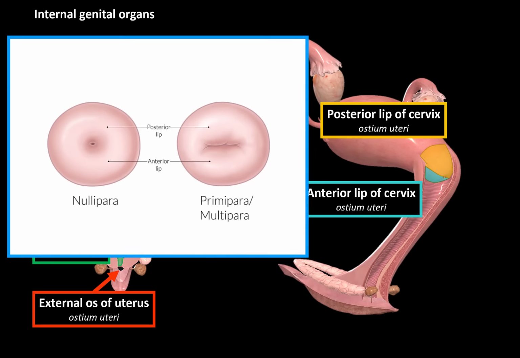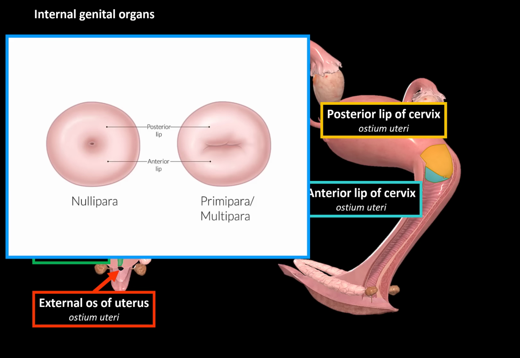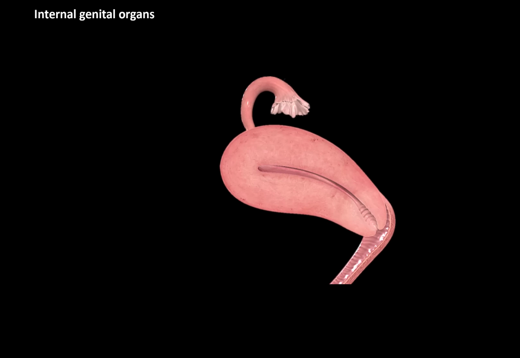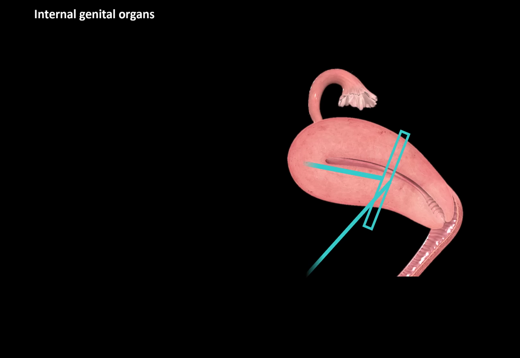In nulliparous women, meaning women that haven't had a baby before, this orifice is small and round, as you see here on the left, and after childbirth, it becomes like a narrow fissure, as you see here. Let's now take the uterus, take one piece of it out, and look at it underneath the microscope.